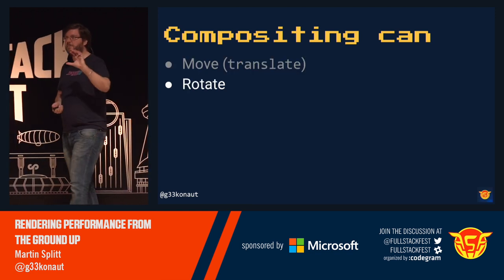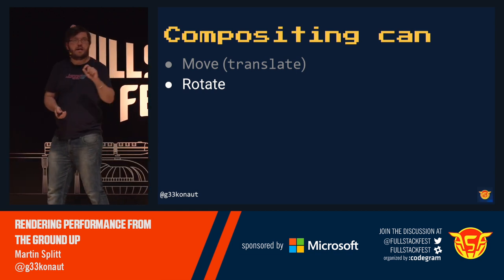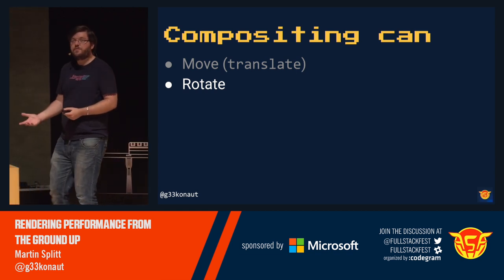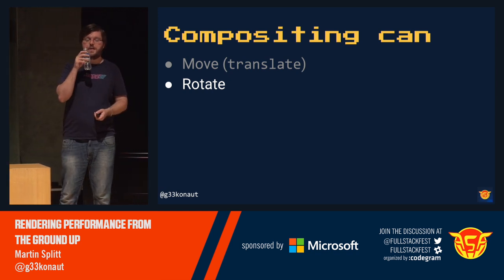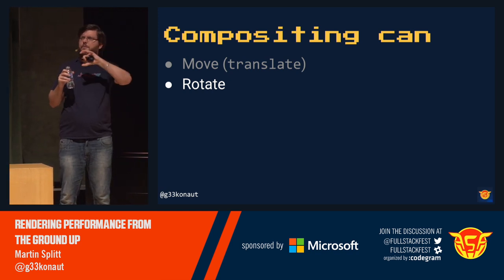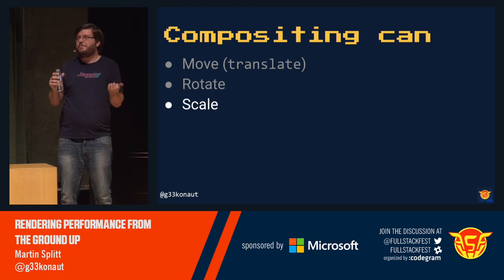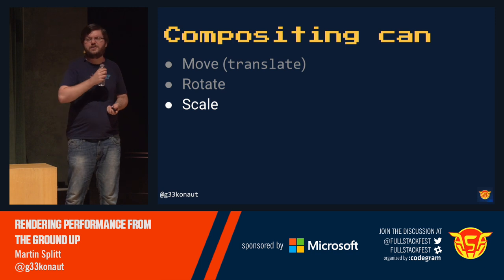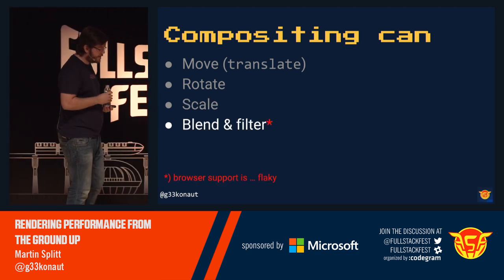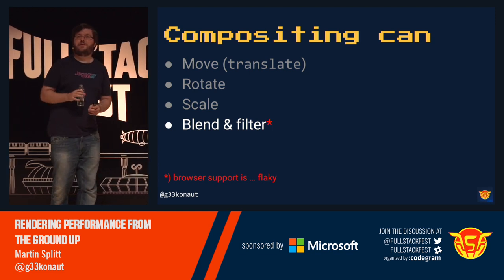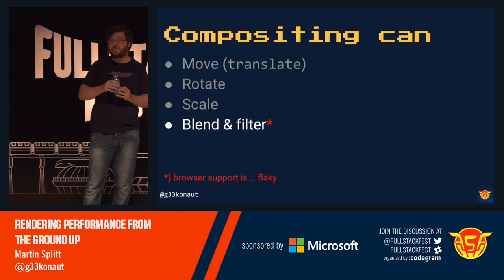It can rotate things, because as it turns out, rotation is just multiplying the values, the x and y and maybe z values, with a matrix. And we have established that the GPU is really good at matrix multiplications, because it's the same operation on a bunch of numbers. It can also do that for scale, because it's the same thing. Actually, it's a multiplication with a single value. And it can blend and filter-ish. So the different equations are baked into the browser, but not all browsers support this, unfortunately.